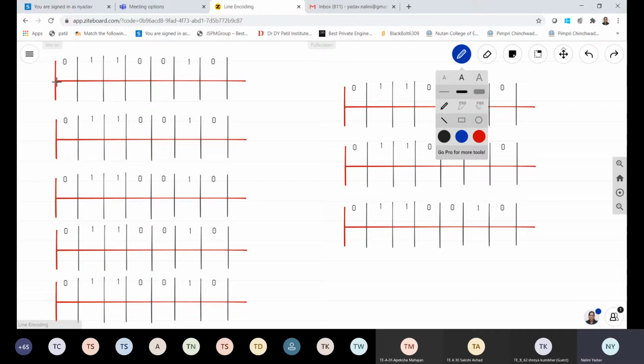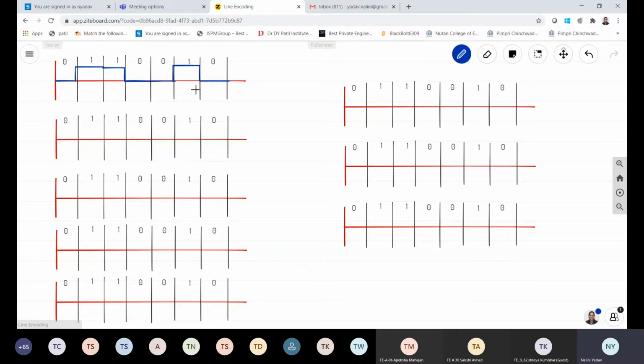So for 0, I am at the 0th voltage level. For 1, I will go up. Again there is a 1, so I have to go ahead. Then there is a 0, so come down to the 0 voltage. Again there is a 0, so continue with the same. Then go up for the 1, continue at the high voltage. Then there is a 0, come down and continue with the low voltage, right?